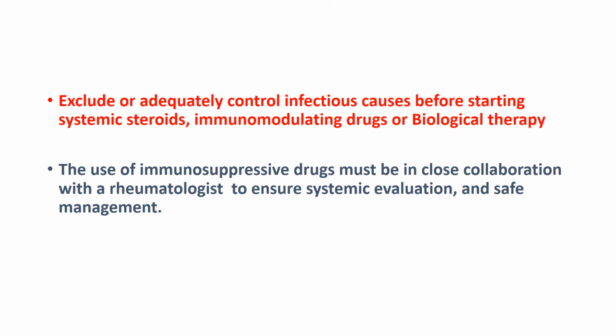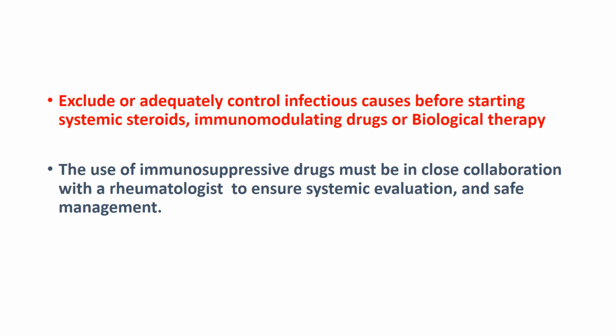The most important critical initial step in the treatment of retinal vasculitis, as in uveitis in general, is to exclude or adequately control the infectious causes before using immunosuppressive drugs, as starting with these drugs in the presence of active infection will worsen the disease and end with a blind eye, in addition to systemic complications. The use of these drugs should be in close coordination with a rheumatologist to ensure proper systemic evaluation and safe management.